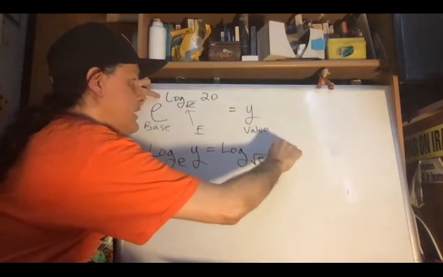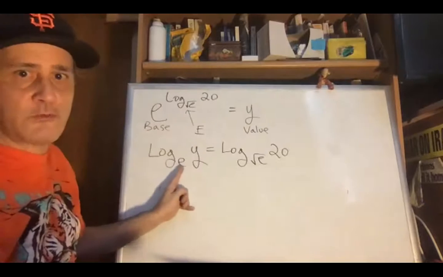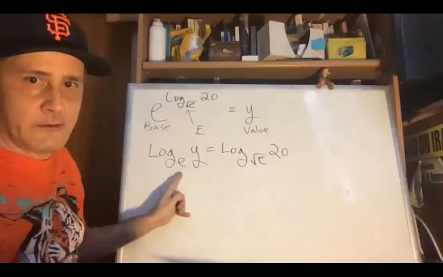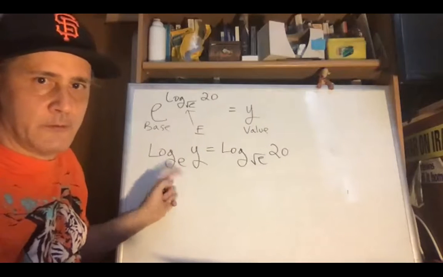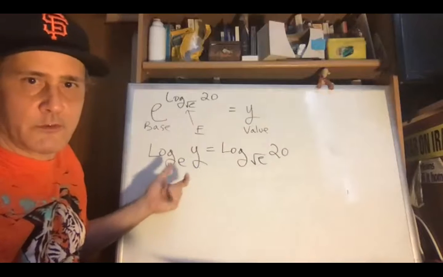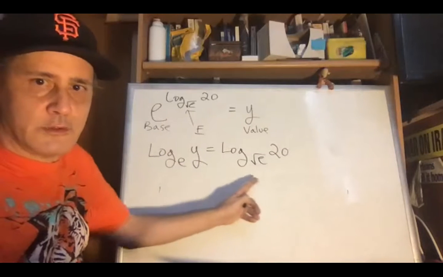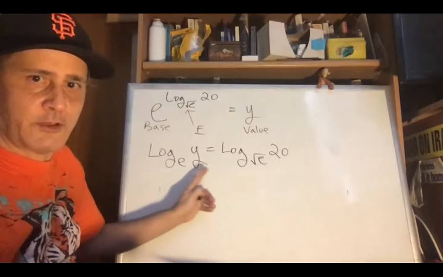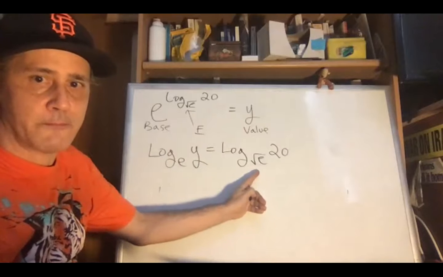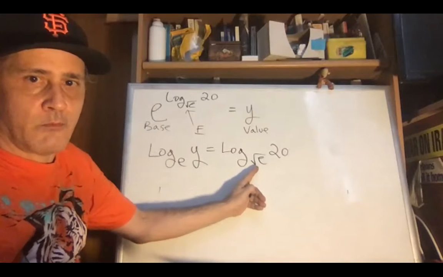Now I'm purposely not putting ln. That's what this really is. This is really ln, and I'm purposely not doing that. But if you wanted to put this as ln, okay. I'm doing that so you can see that if these were the same base, then y would equal 20. All right, well now what do we do?